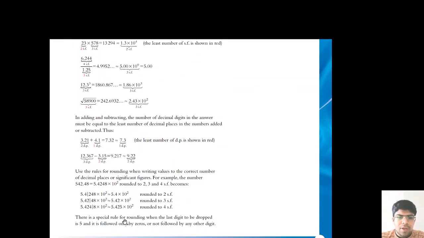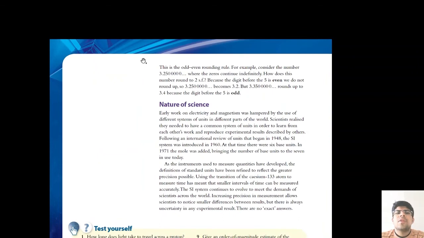This is a special rule for rounding when the last digit to be dropped is 5, and it is followed only by zeros or not followed by any other digit. This is the odd-even rounding rule. For example, consider the number 3.2500000, and so on, where the zeros continue indefinitely. How does this number round to two significant figures? Because the digit before the 5 is even, we do not round up, so 3.25000 and so on becomes 3.2. Okay, 2 is even, so that's why.